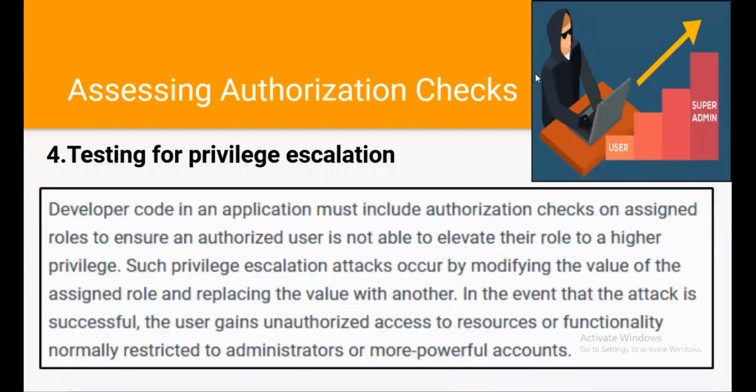In this video, we are going to test privilege escalation. Developer code in the application must include an authorization check on assigned roles to ensure that an authorized user is not able to elevate their role to a higher privilege, such as in a privilege escalation.